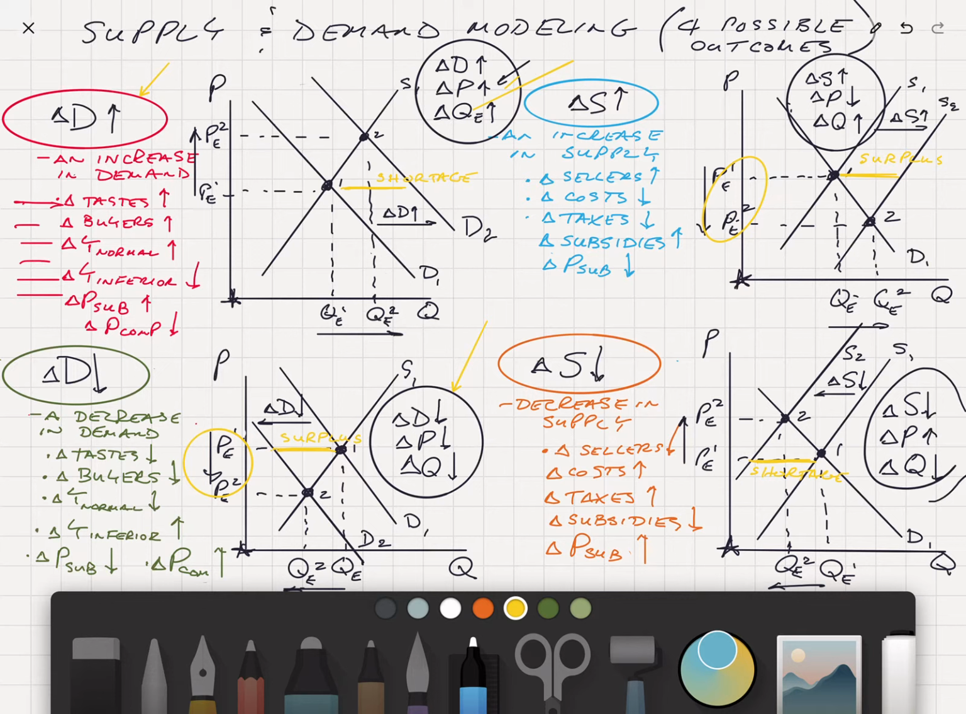So that's your 4 comparative statics. I hope you work on this. You must start practicing on your own. Draw these out, understand your shift variables, and you'll be good to go.